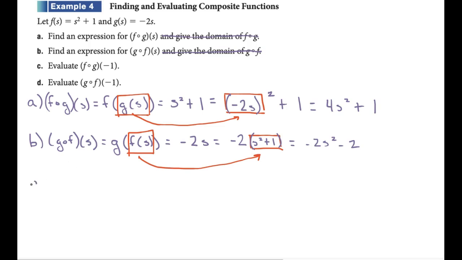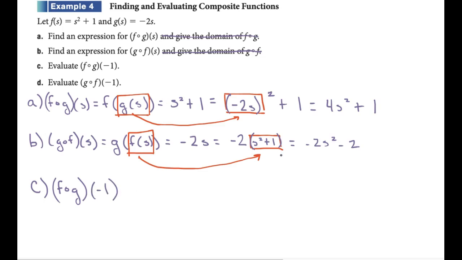So now we're going to do it with numbers. All right, I'm going to do this two different ways, because sometimes you don't work this out first. They just give you a number. So I'm going to show you how to do it without having worked it out first, and I'm going to show you how to do it having worked it out first. F of g of negative 1.